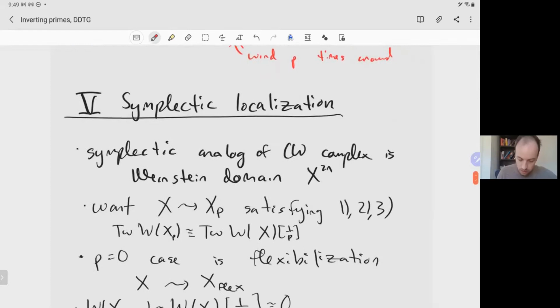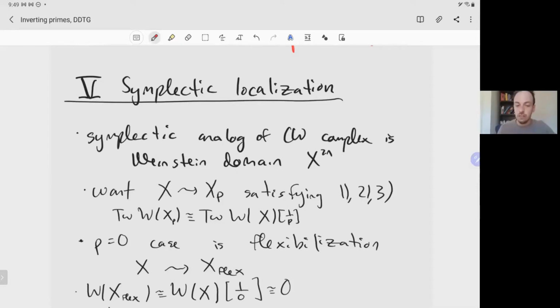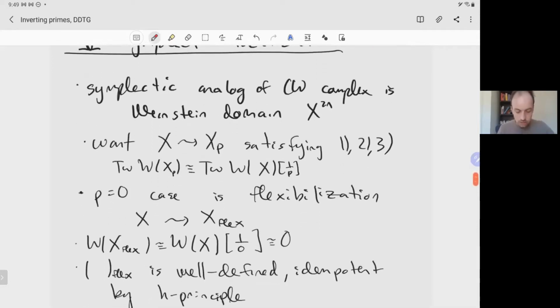And let me point out that we already have an example of this, and that example is flexibilization. That's the P equals 0 case, because in that case, the Fukaya category of X flex is actually 0. I maybe forgot to mention that, but it's true. The Fukaya category of a flexible domain is 0, and you should think of that as inverting 0 in the Fukaya category of X. But furthermore, this just means it satisfies the first property, but furthermore, it's idempotent and well-defined by the h-principle.